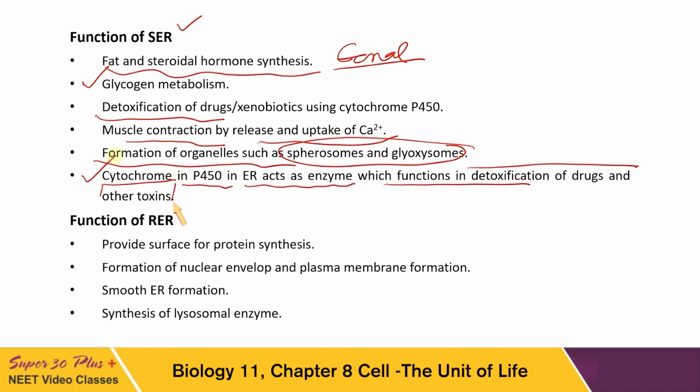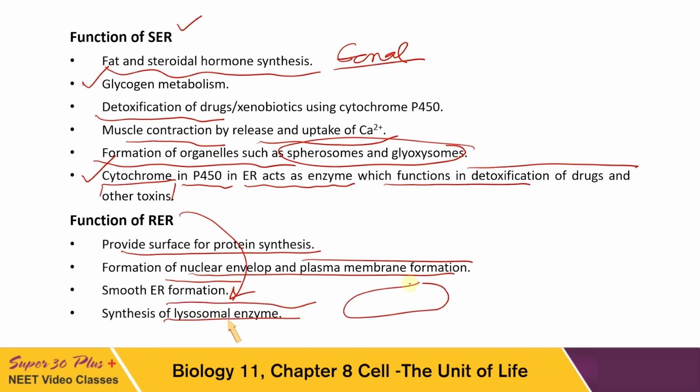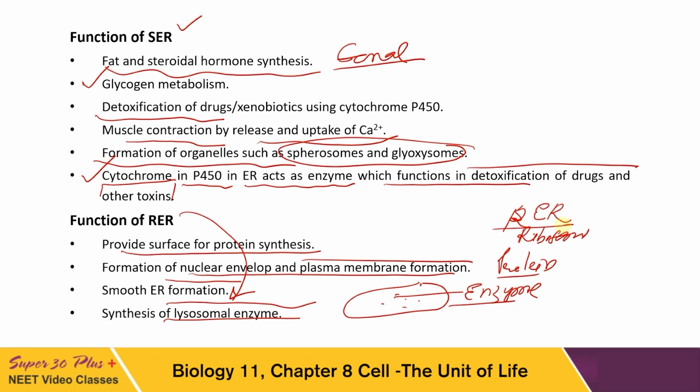You can remember it. On the other side, functions of the rough ER, can you recall? It provides the site for protein synthesis, formation of the nuclear envelope and plasma membrane, smooth ER is also formed from rough ER, and synthesis of lysosomal enzymes. You know lysosomes are bag-like structures filled with different types of enzymes. These are protein in nature. Protein is synthesized where? In ribosomes, and the ribosomes are found attached to the endoplasmic reticulum. Which one, rough or smooth? The rough endoplasmic reticulum.